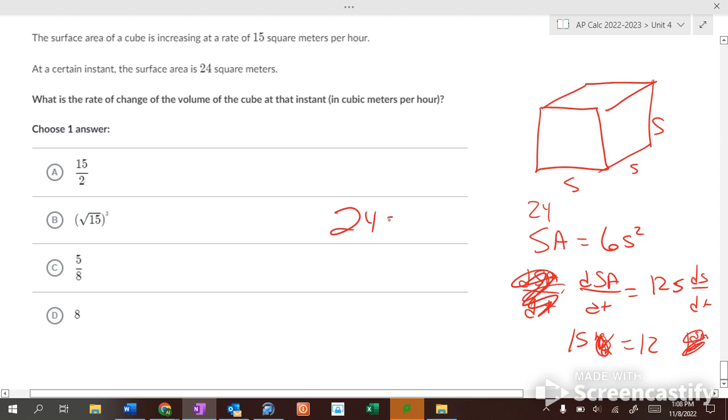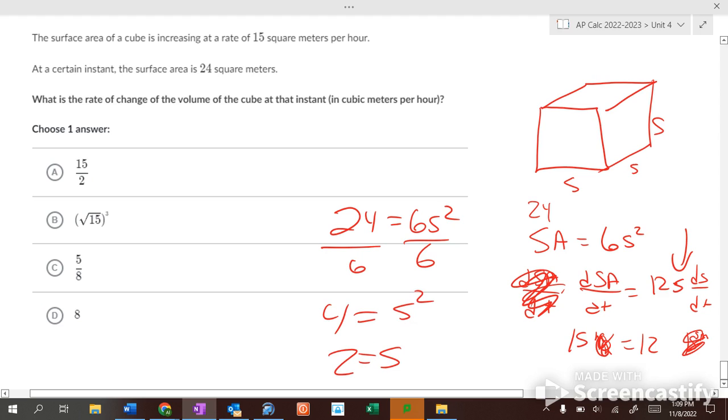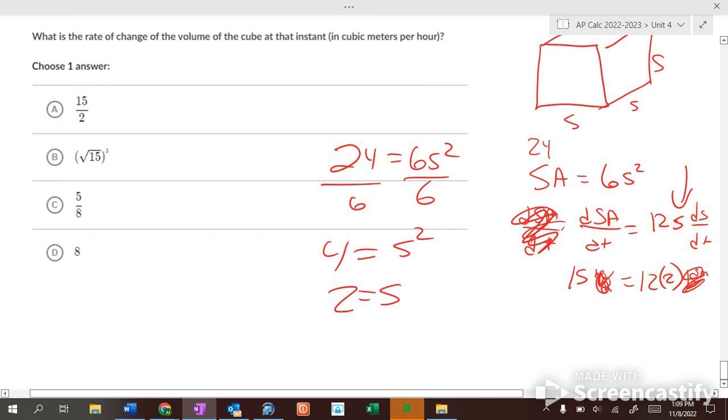So 24 equals 6s squared, because we need the S right there. So if we divide by 6, s squared equals 4. So s equals 2. So at a certain instant, this is 2. So we're going to find ds dt. So if this is 2 times 12, which is 24, and take it into 15, 15 24ths is ds dt.